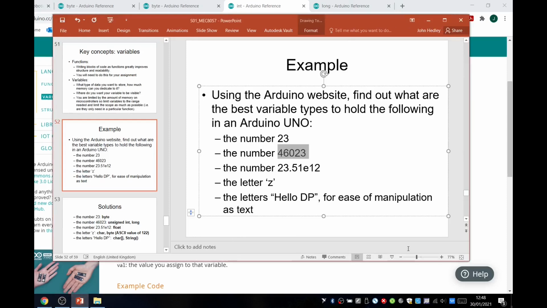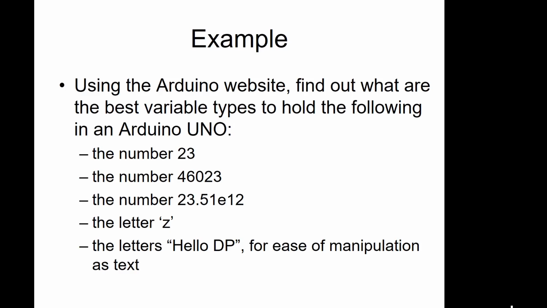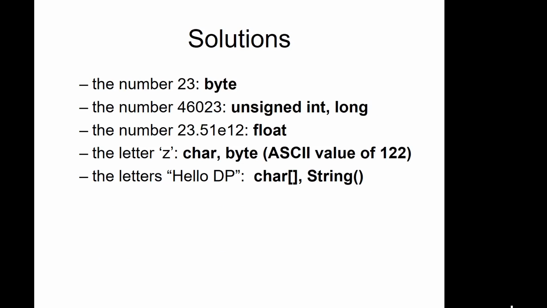Okay, so given we've got our numbers, we can use the reference page and decide what is the optimized way of storing this. So the number 23 would be a byte. The number 46023, typically you would think of it as long, but if that number is always going to be within the range 0 to 64,000, we can actually use an unsigned int, which would just be 2 bytes long to store. So it's a lot more efficient in using the memory.